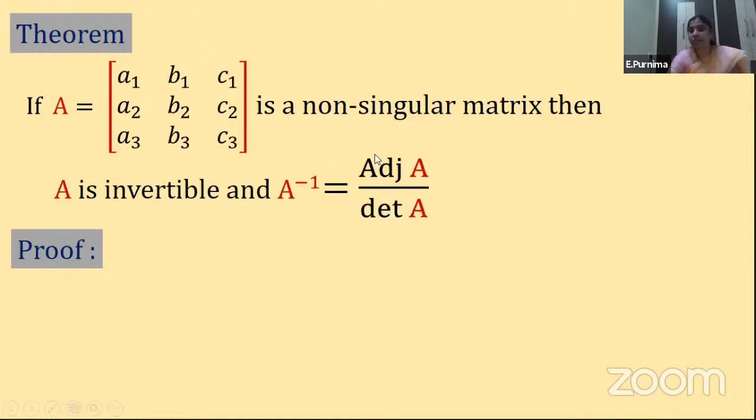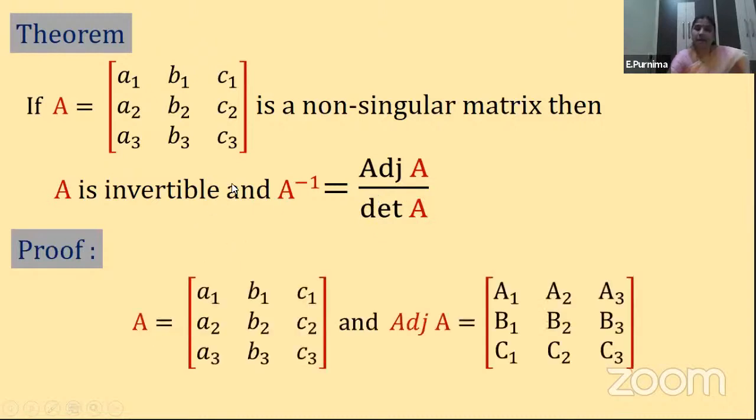Why should the determinant of A be not equal to 0? Because if you observe this formula, adjoint A by determinant A, the determinant A is in the denominator. If this determinant A becomes 0, then what happens here? The denominator becomes 0, which is undefined. Yes or not? So that's why the determinant A should always be not equal to 0. Understood? So then only the inverse exists. Okay, so let us see what the proof is.